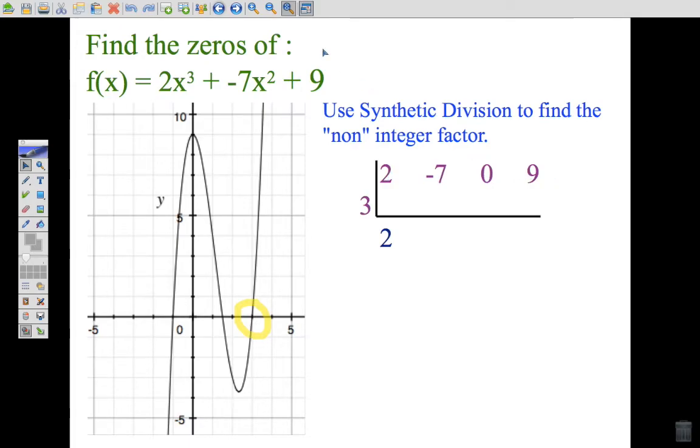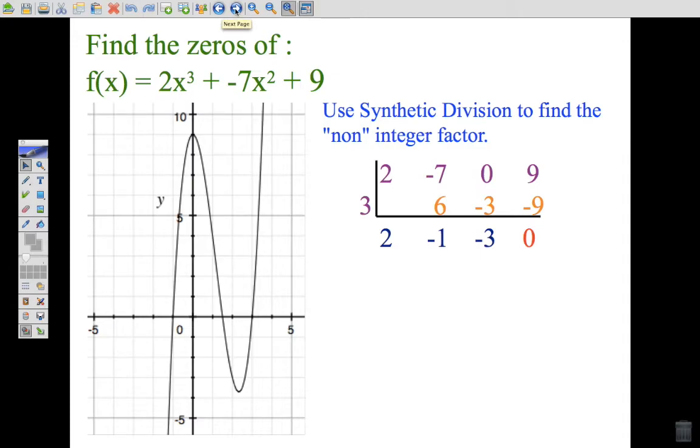And let's continue with our synthetic division. 2 plus 0 is 2. We next will take 2 times 3 to get 6. Add down that column, negative 1. Take 3 times negative 1, you'll get negative 3. Add down that column, you'll get negative 3. 3 times negative 3 gives you negative 9. When you add down that column, you get a 0.